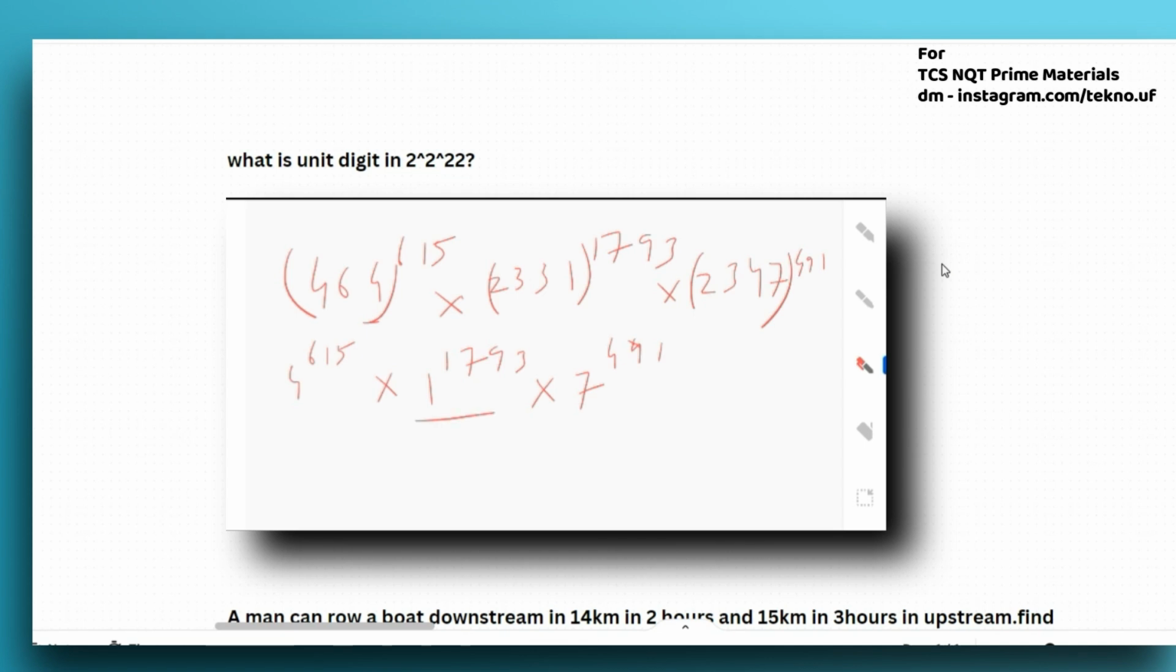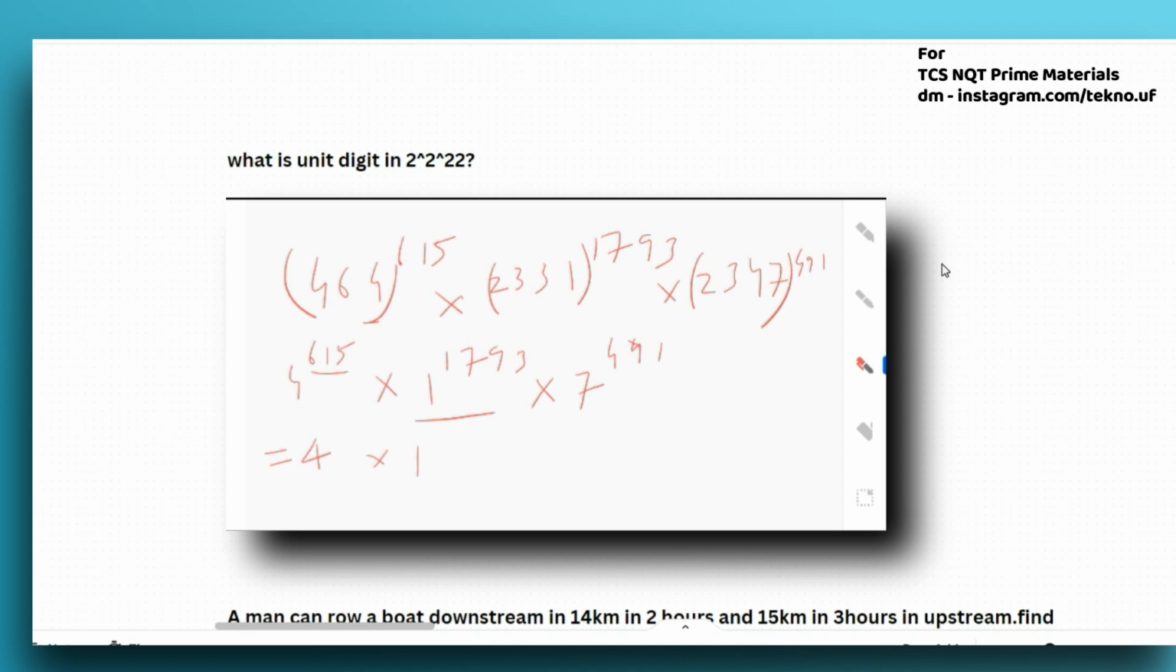This is 1, right? So we don't have to calculate this. But 4 to the power 615, this is 4 to the power odd. This can be represented as 4 to the power odd, right? So 4 to the power odd means 4, the unit digit will be 4, and 1 to the power 1793 means 1, right? And in this case 7 to the power 491, how would you represent that?